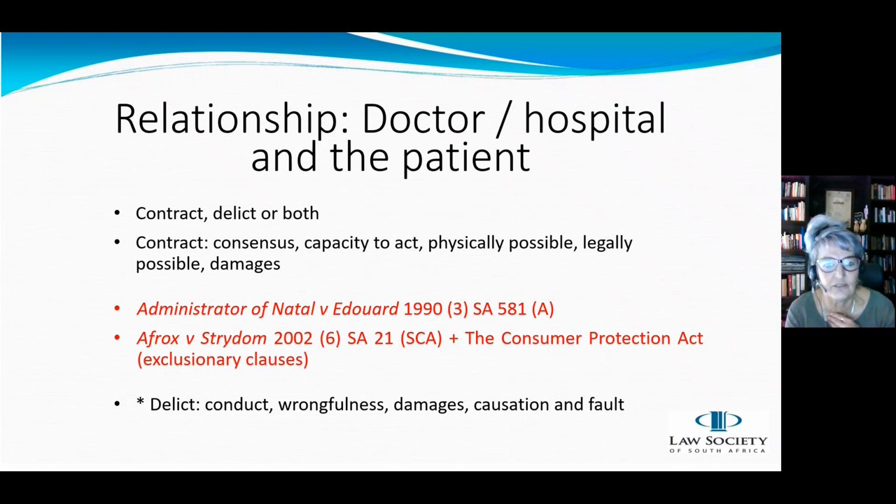You will see Administrator of Natal. Of course, that is in the old South Africa before we had the 9 provinces. Natal was one of the provinces, and the head of the province during that time was known as the administrator. Nowadays, we have 9 provinces, and at the head of a province, we have a premier. So you can see it's quite an old case, 1990. So that is before the New South Africa, and the A at the end indicates that it went to the Supreme Court of Appeal, which was the Appellate Division at that stage.